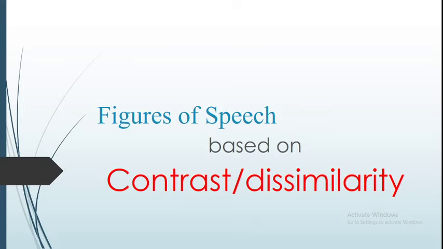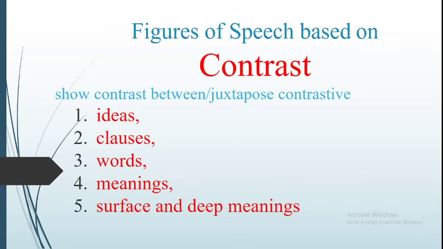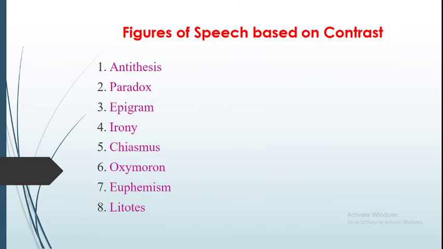Welcome to English Corner. In this lesson, we will talk about figures of speech based on contrast or dissimilarity. Figures of speech based on contrast or dissimilarity show contrast between ideas, clauses, words' meanings, or between surface and the deep meanings. They juxtapose contrastive features of these items. There are basically 8 types of figures of speech based on contrast. They are antithesis, paradox, epigram, irony, chiasmus, oxymoron, euphemism, and litotes. Let us have elaborate discussion on each of them.